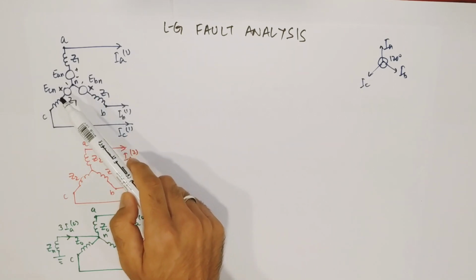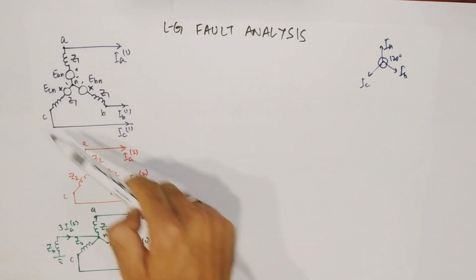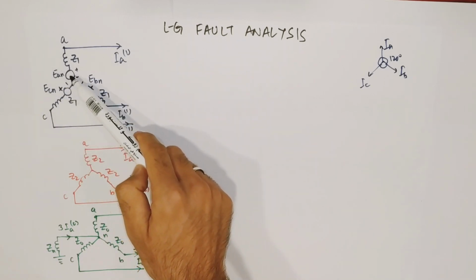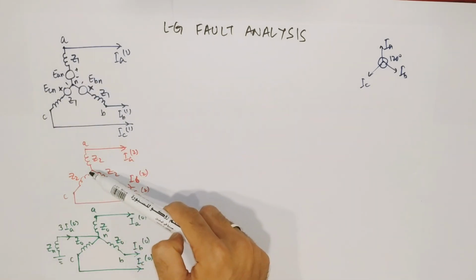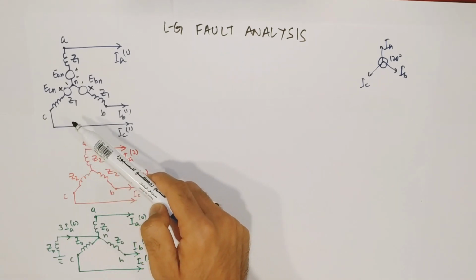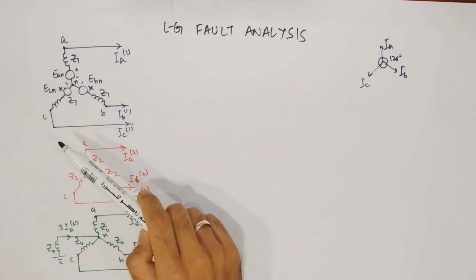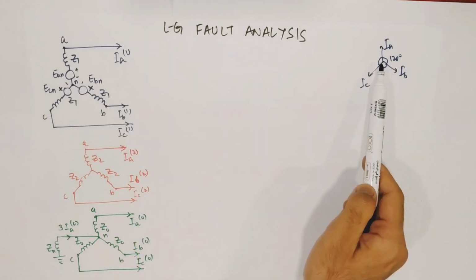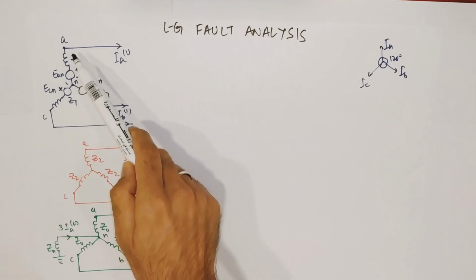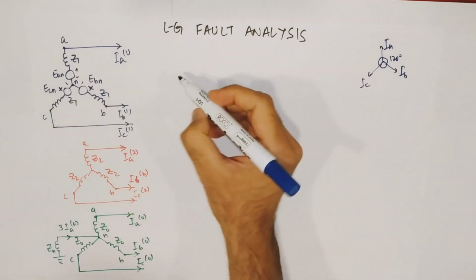In this case, the point to note is that I have drawn EMF. Suppose this is the generator, and I have drawn EMF only in positive sequence, whereas in negative and zero it is zero. There is no EMF source. Why? Because we have assumed that the voltage is completely balanced. As the voltage is balanced, it will have only a positive sequence component, not a negative and zero. So let's start the formula.